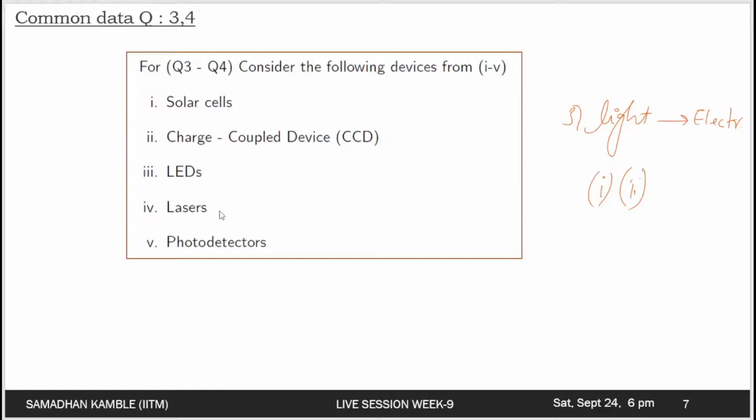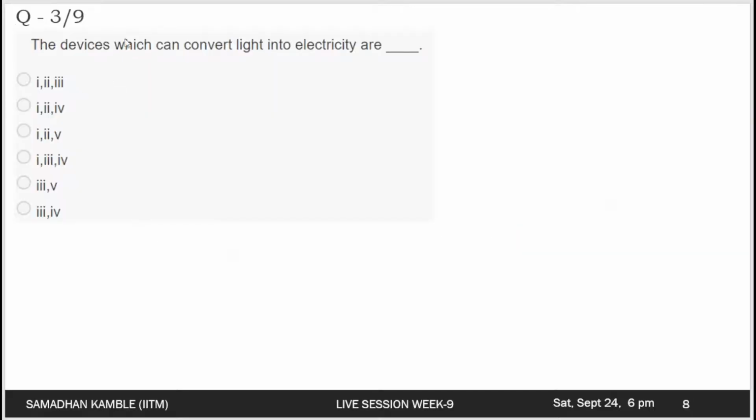Then going to lasers. Lasers again: electricity is given as input, and it gives us photons, that is light. So third and fourth are not the answer. And photo detectors, indeed we saw, convert light into electricity. So 1, 2 and 5 is our answer for question number 3. So the devices which can convert light energy into electricity are 1, 2 and 5, which is nothing but solar cells, charge coupled devices and photo detectors.